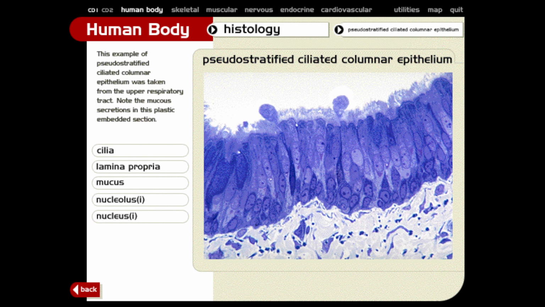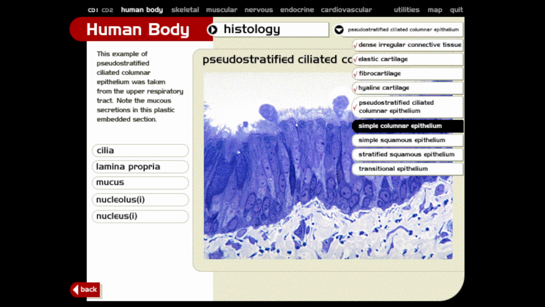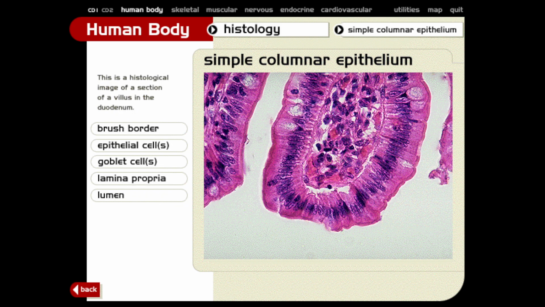This example of pseudostratified ciliated columnar epithelium was taken from the upper respiratory tract. Note the mucus secretions in this plastic embedded section. This is a histological image of a section of a villus in the duodenum.